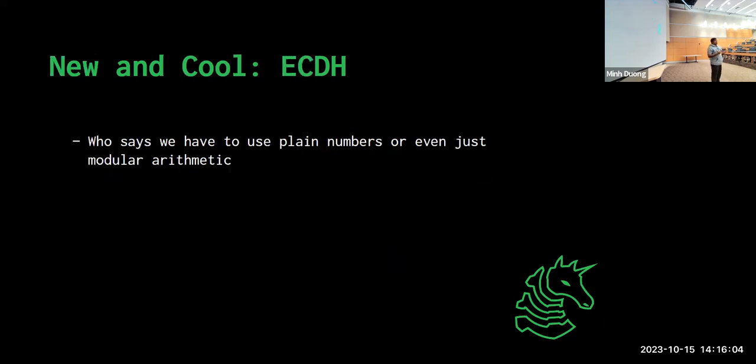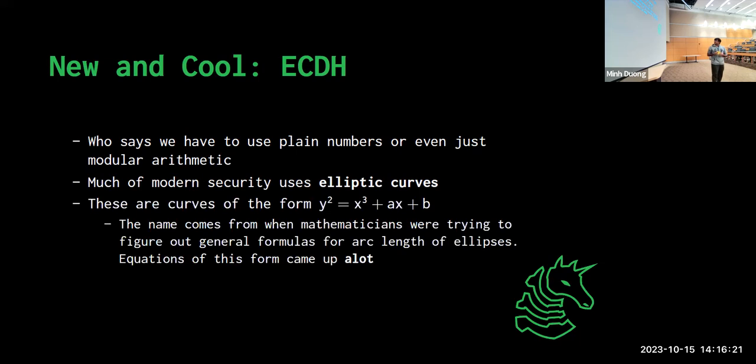Now, the better version of this would be the ECDH algorithm, which goes beyond plain modular arithmetic to find more complex values. Modern security picks these values via a new tool called elliptic curves. These curves are of the form y squared equals x cubed plus ax plus b, where we can really pick any a or b to represent this.